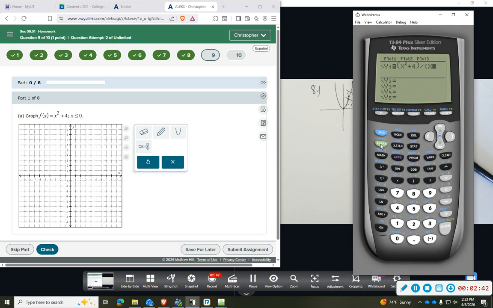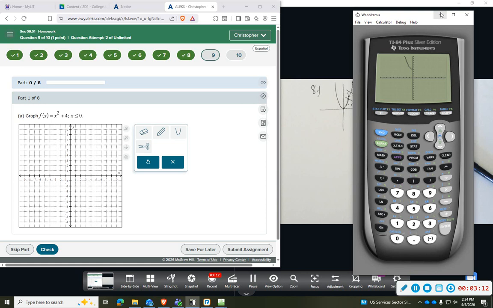To get less than or equal to, we're going to go to test. It's above math in blue. So I have to hit second, and then the math button, and it pulls up the logic or the test symbols. Number 6 is the one I want, and then we're going to do 0. And then when we graph it, okay, you only see the left side of the parabola.